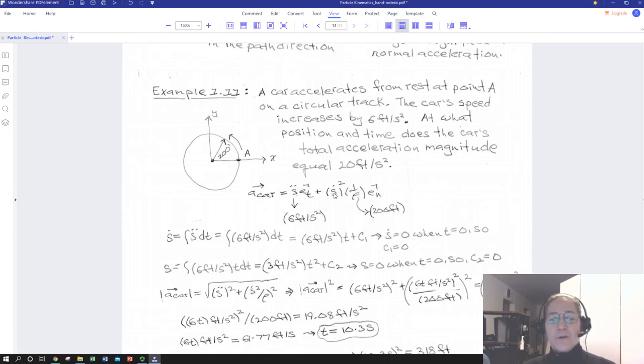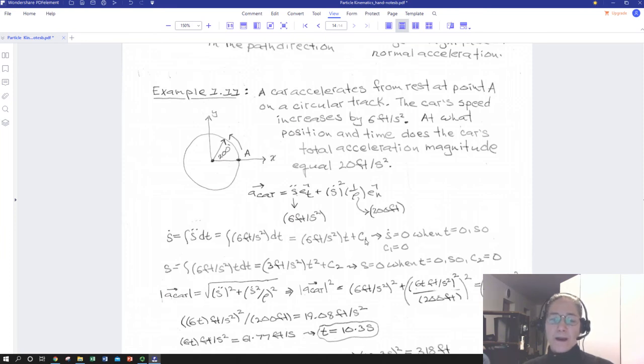So now we're basically set up to solve for S dot at a given time. We can do that pretty easily by integrating. So we just integrate our S double dot with respect to t. So that's going to be 6 feet per second squared t plus c1. Do we have an initial condition? From rest, accelerates from rest.